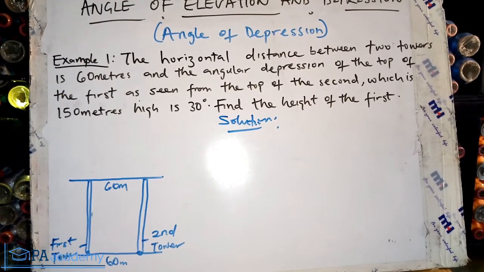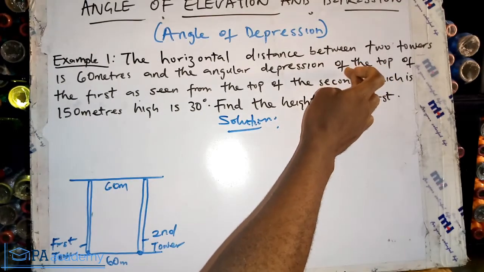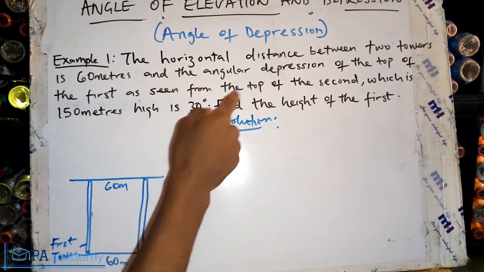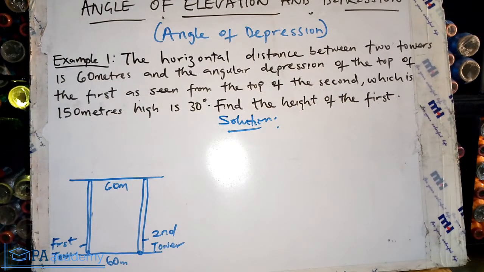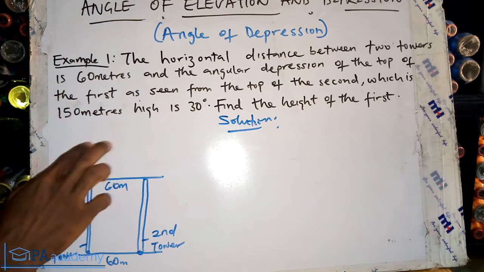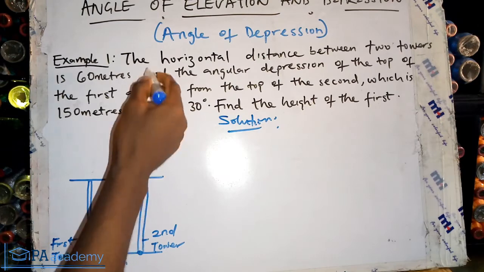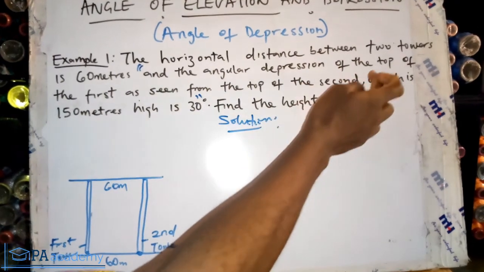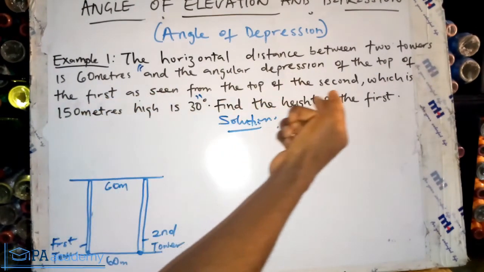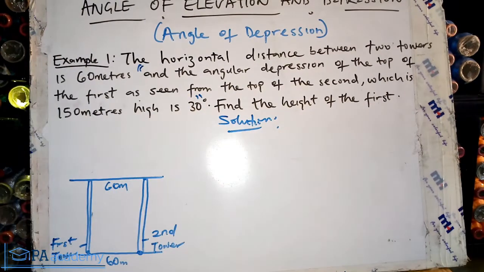So he said, and the angular depression of the top of the first as seen from the top of the second, which is 150-meter high, is 30 degrees. Now, if you just read the remaining part of the question, that part is letting us understand that this second tower is higher than this first tower.